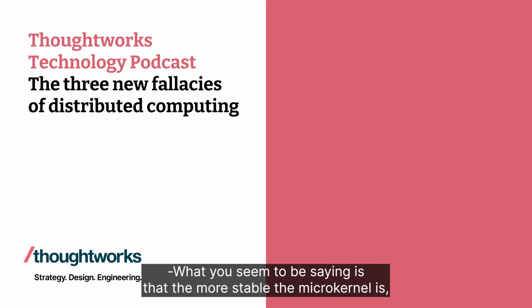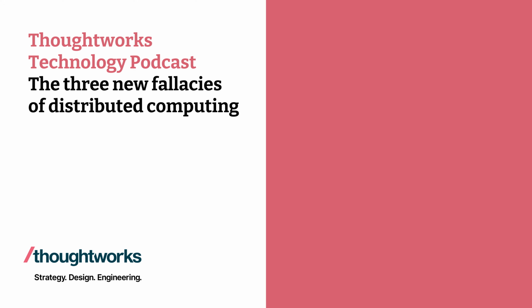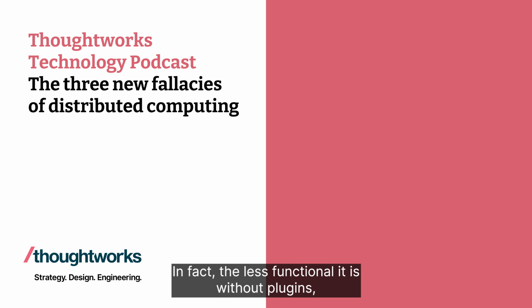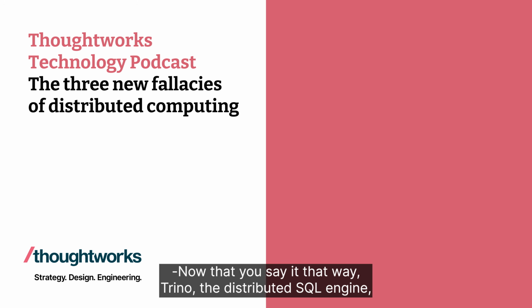So what you seem to be saying is that the more stable the microkernel is, the more the degree of microkernality, is that the point? It is, and in fact, the less functional it is without plugins, the more of a microkernel it is. Now that you say it that way, right?